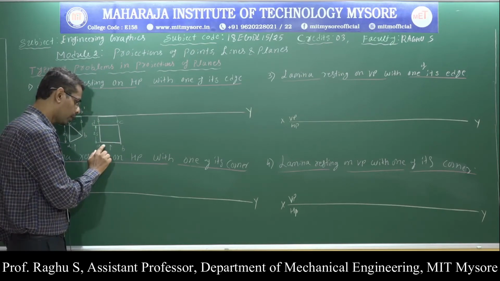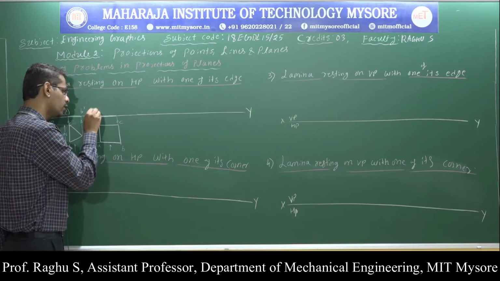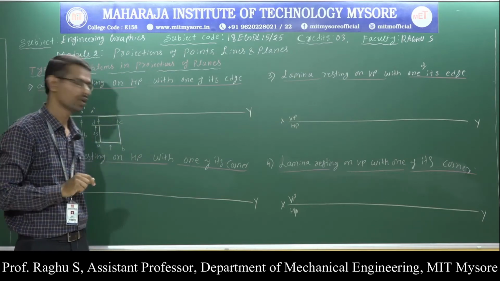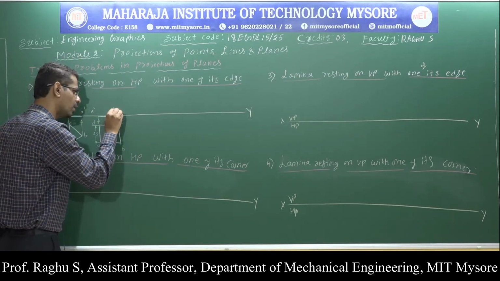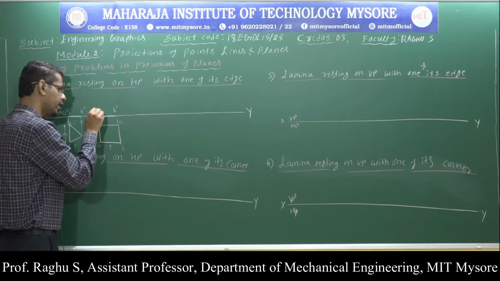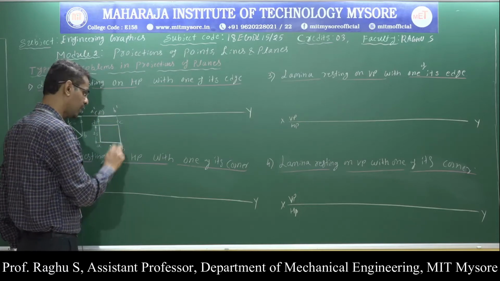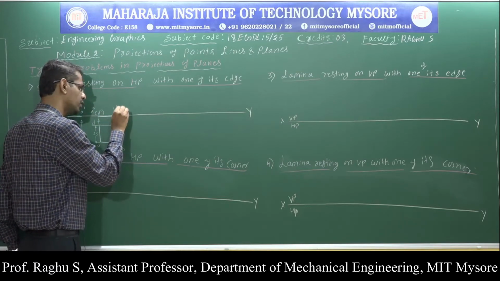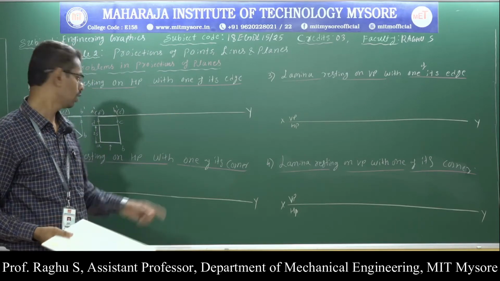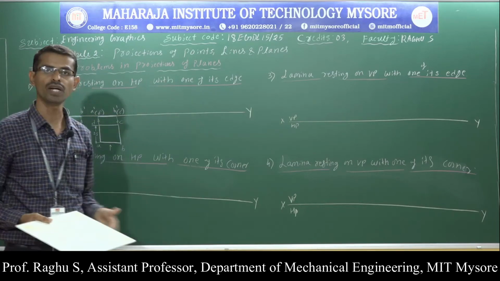When you look from the front of the object, A is visible. Invisible corners are indicated in brackets. B is visible. Behind A we have point D, D invisible. Behind B we have point C, C invisible. This is the representation of a square lamina when it is resting on HP on one of its edges.